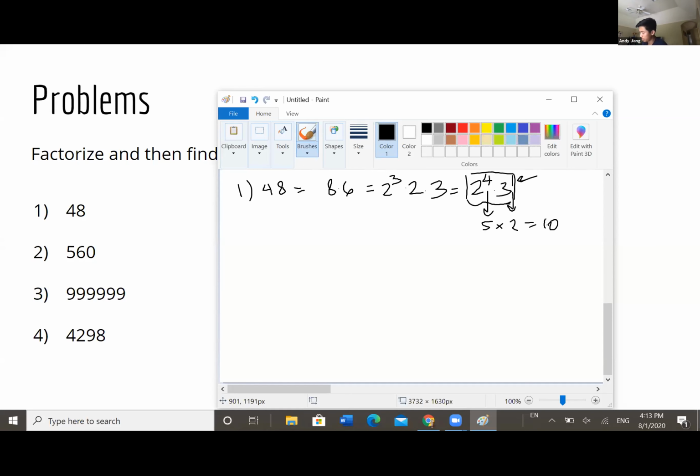And I can verify that this is true. The factors of 48 are 1, 2, 3, 4, 6, 8, 12, 24, 48. And I think that, oh, I missed one. Did I? Oh, oops, 16. Yeah, so that's 10 numbers. So we know that this formula works. I'll give y'all 30 more seconds for the other ones.